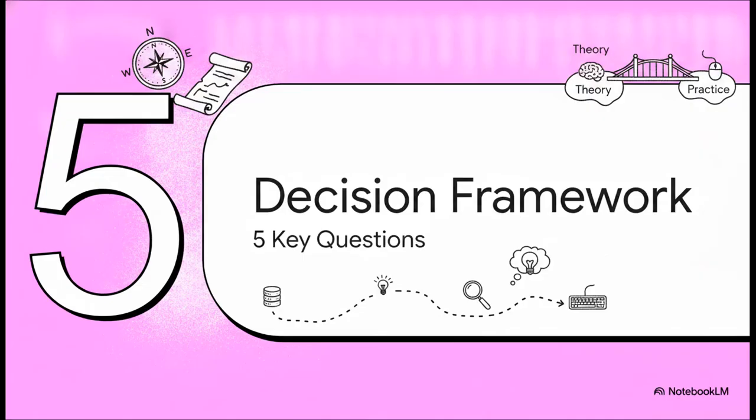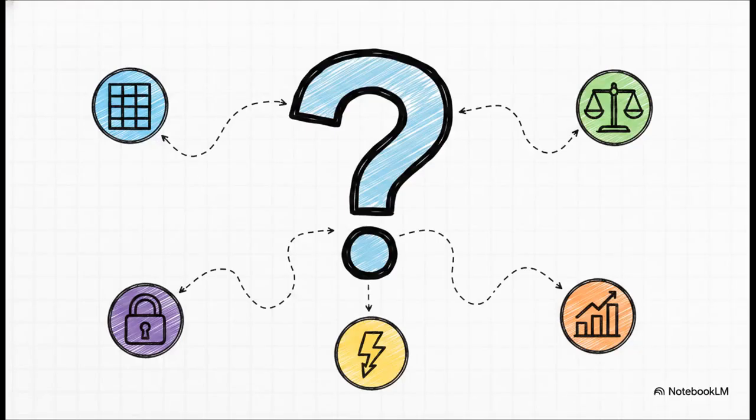Section 5, the 5-question framework. With our map in hand, let's walk through a concrete framework you can use to confidently choose your next database. Before you write a single line of code, you need to ask yourself these 5 strict questions. First, how structured is your data? If it's fixed with clear relationships, go relational. If it's highly variable, consider a document store. Second, what's your read-to-write ratio? Heavy reads? B-tree engine. Massive, continuous writes? You need an LSM-Tree.